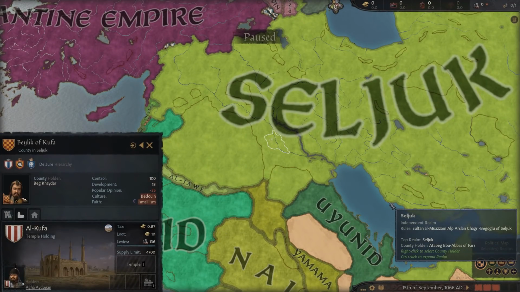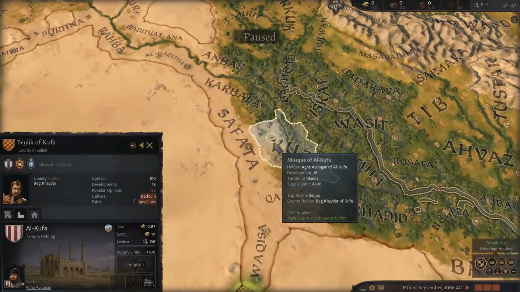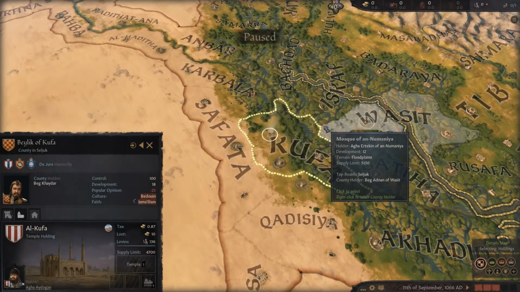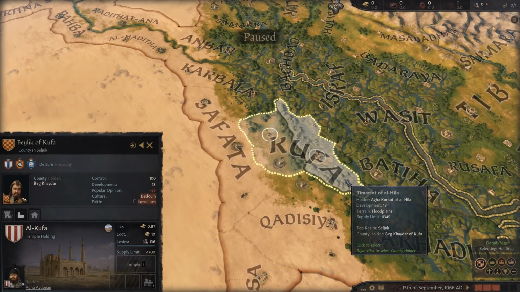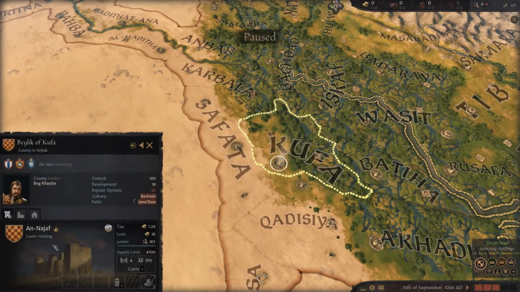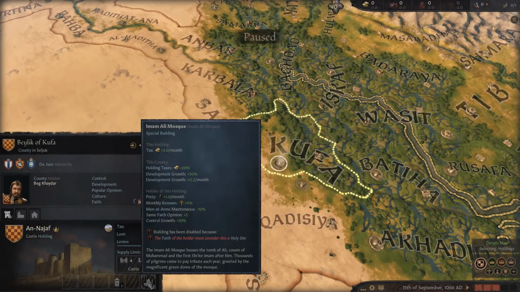Now we head back to the Seljuk Empire again and again in the area. We were in Samarra, Baghdad is around here. Of course, we are now in Kufa, and in Kufa, we find the Imam Ali Mosque.